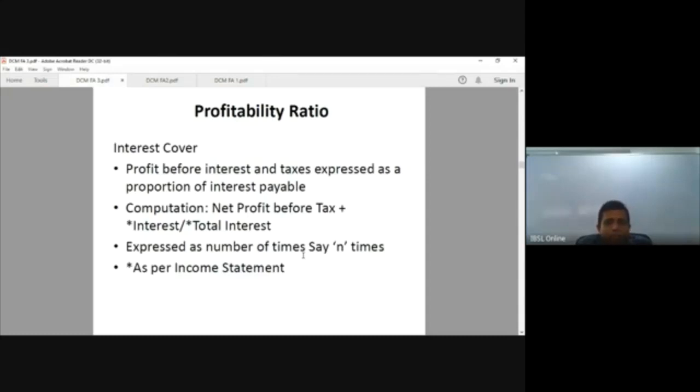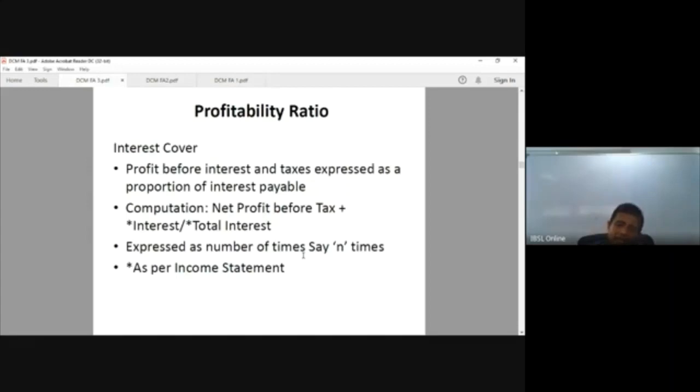It will be 11 times. How do you explain this 11 times figure? Using your profit before tax and interest, you can pay 11 times your interest expense.